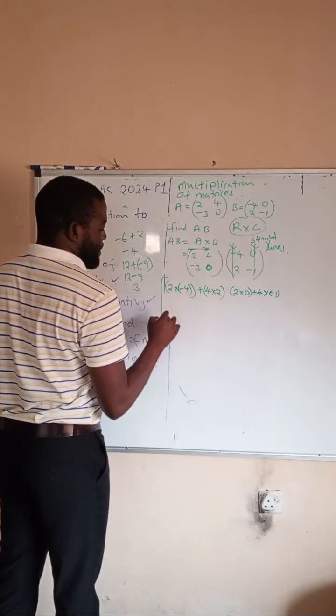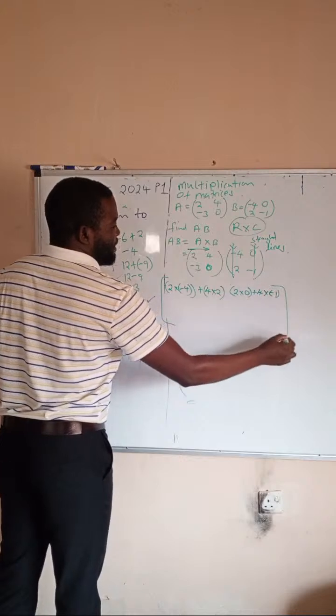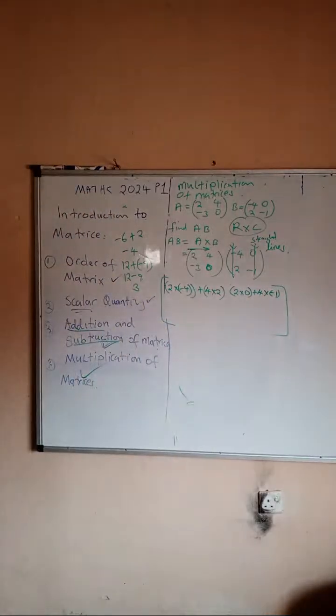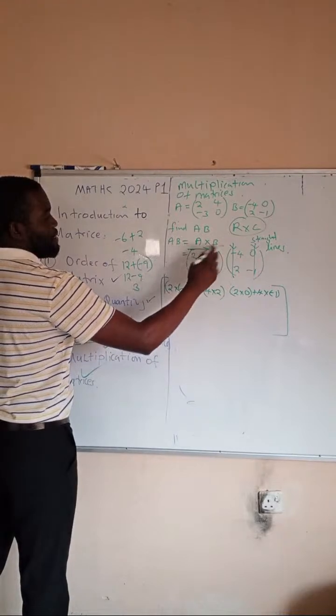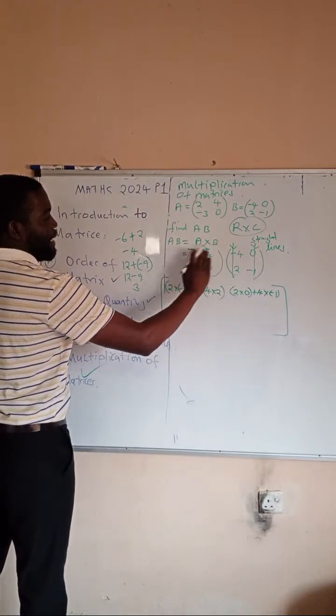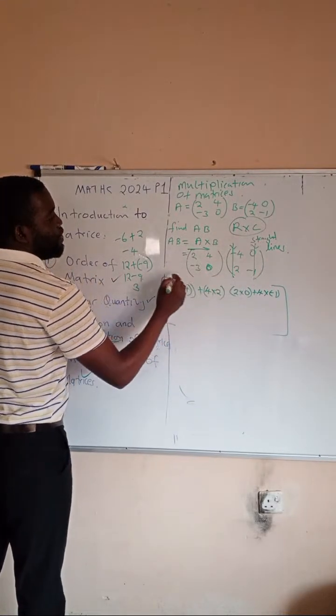So all of this is a matrix. The whole of this is a matrix. The whole of that is a matrix. I hope you have picked an idea. We are done multiplying that. We have multiplied this with these first ones. Again, this with the last ones there. We are done with this.